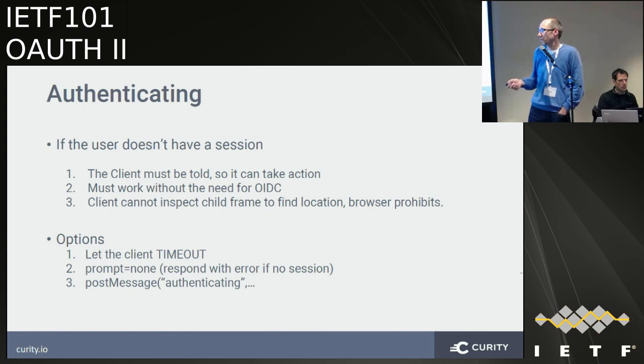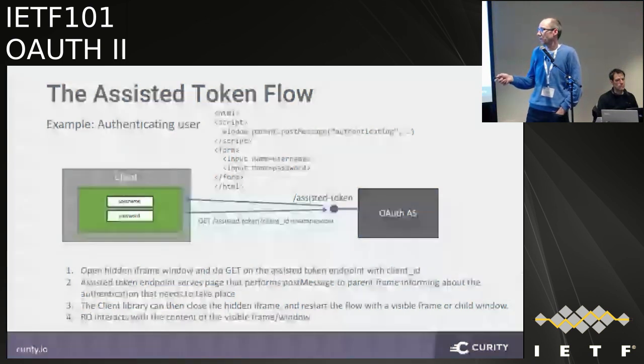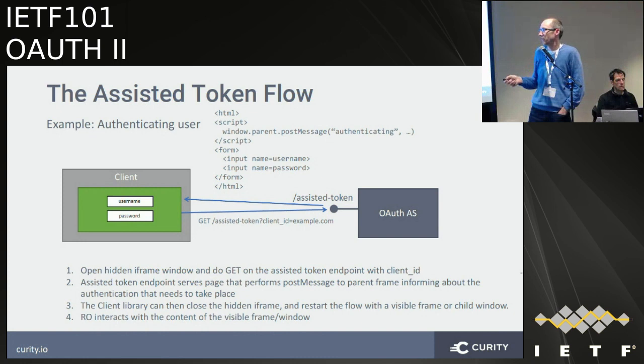We can use the prompt equals none from OpenID Connect. But we could also have a post message saying that authentication needs to happen so that the framer, the client, can catch that. So we make a request to the assisted token endpoint, and we respond then with the post message saying, hey, you need to start authenticating. It can open up a new child window or a popover, and it can do that by returning this HTML that says authenticating needs to take place. And in the handler for that post message, it can display this window. So this could be done in the draft that we said, either in a popover or a pop-up.